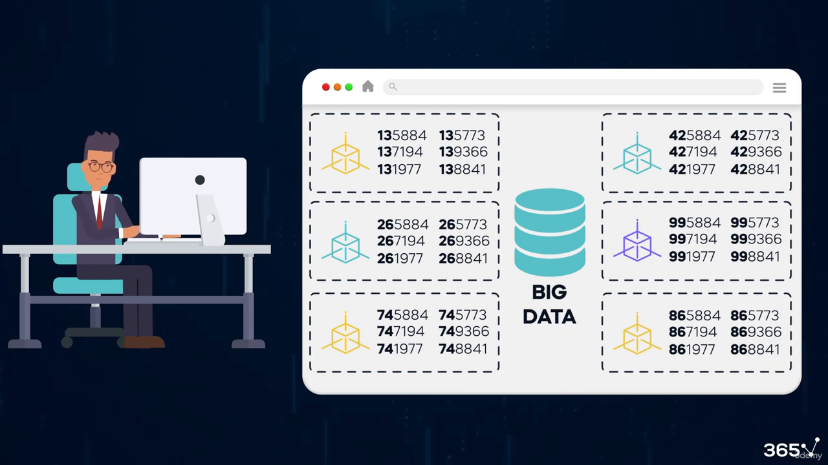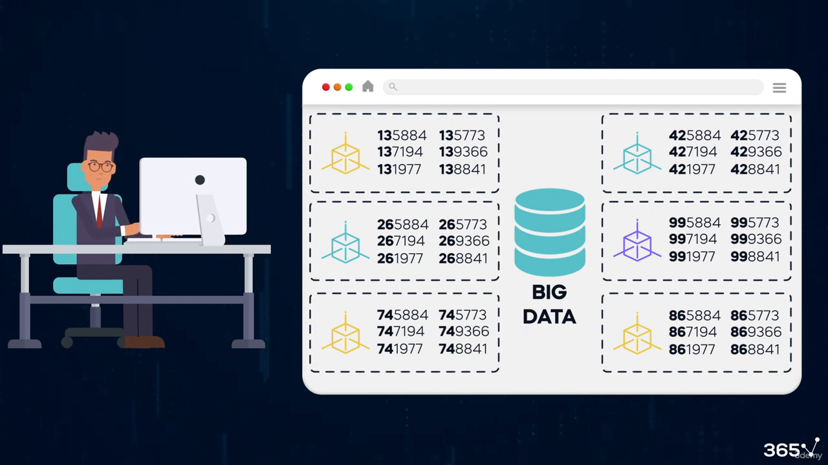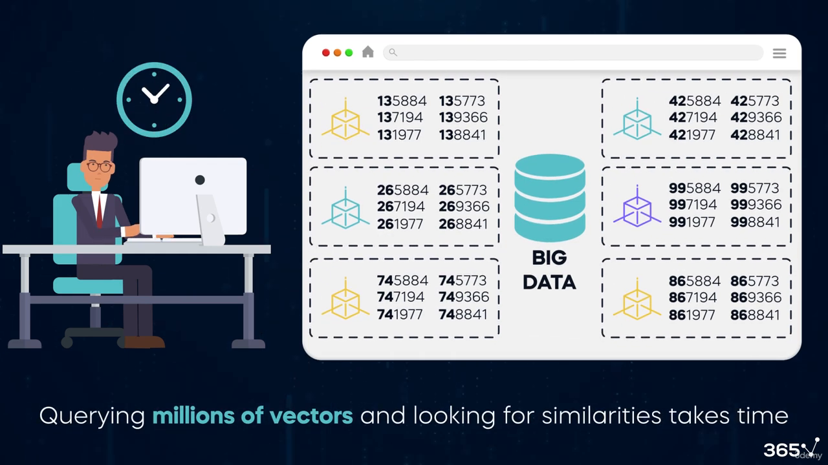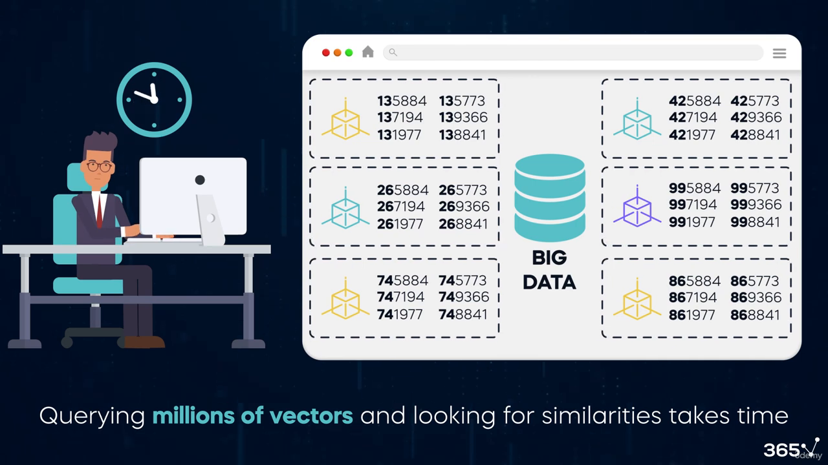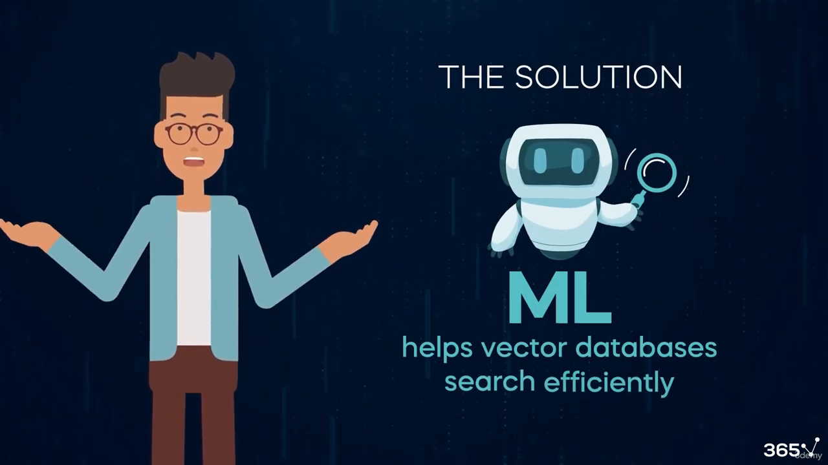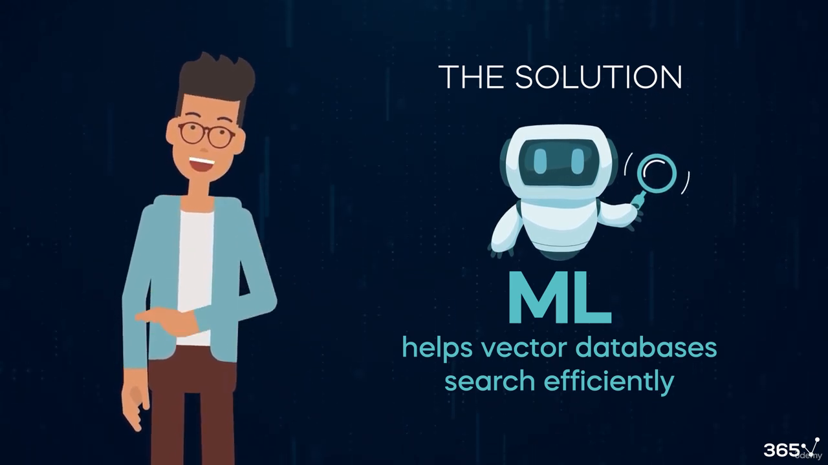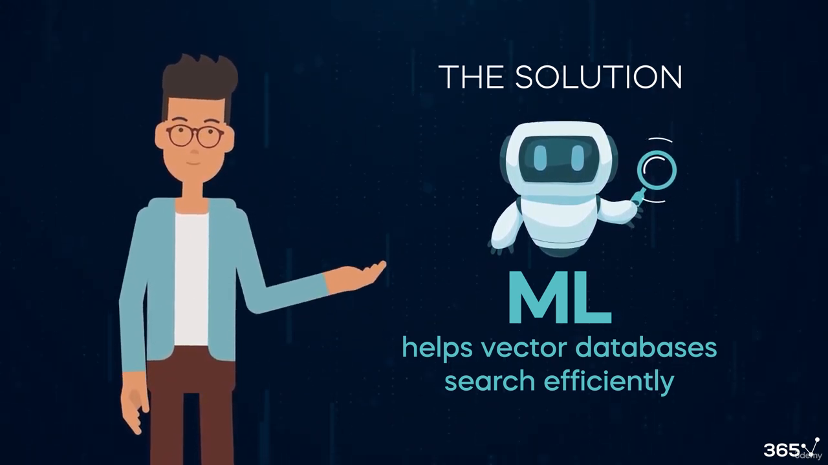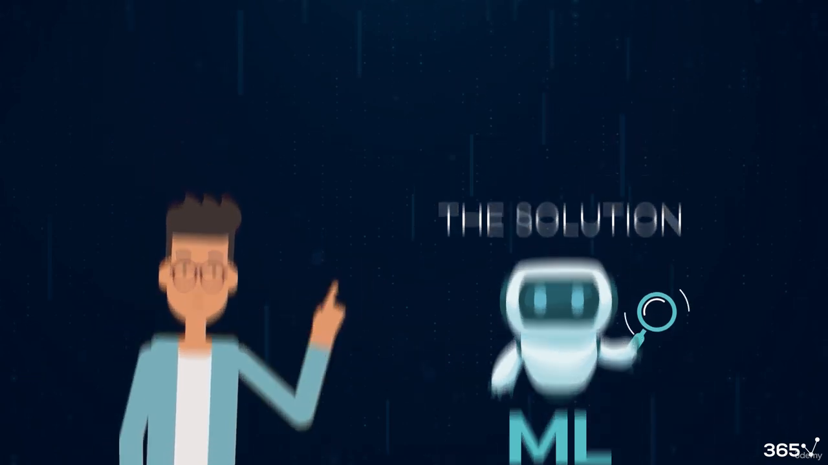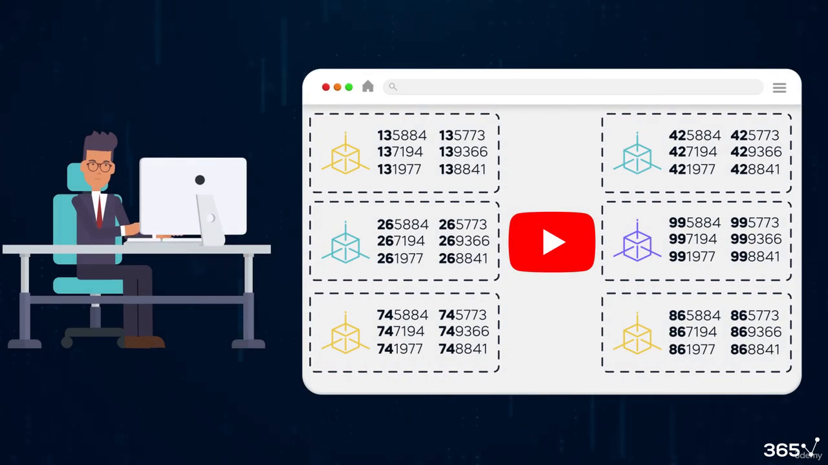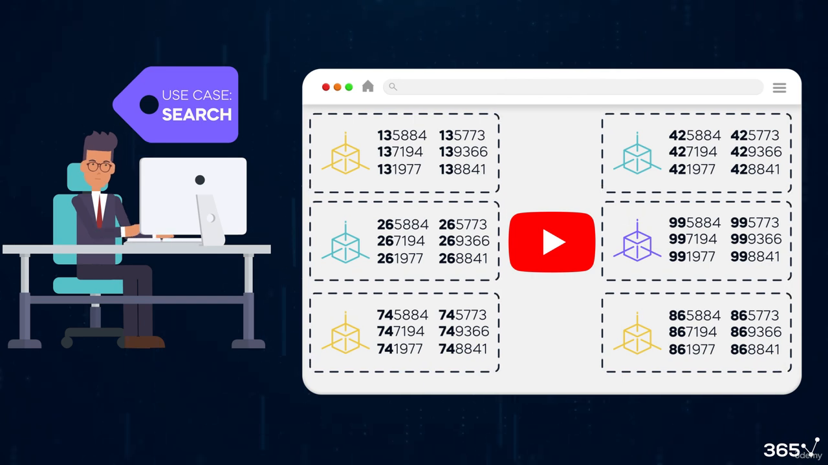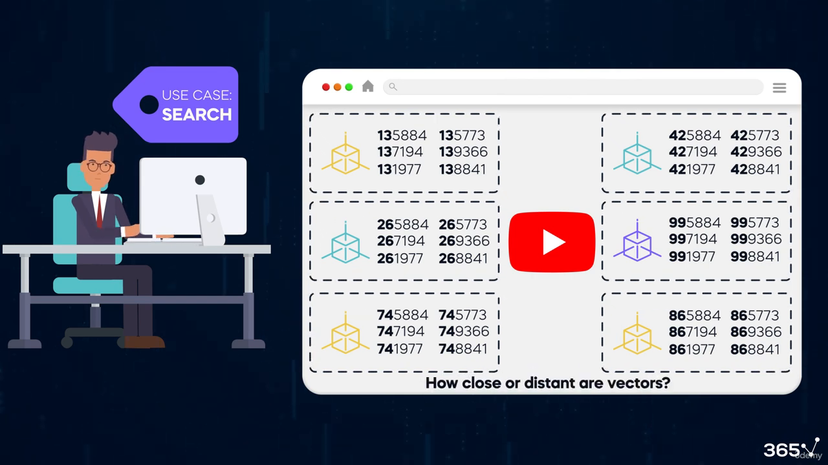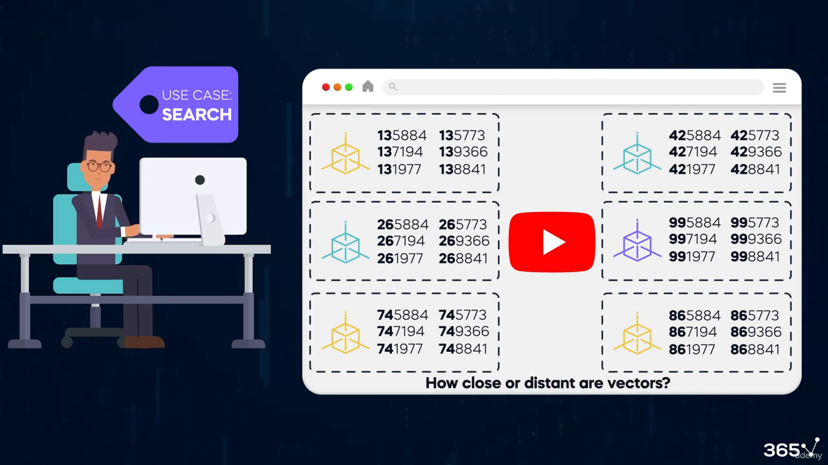In some cases, we can have millions and millions of vector embeddings, which means that querying millions of vectors and looking for similarities would be very slow. To ensure fast retrieval of the data, vector databases rely on indexing and use ML techniques that allow them to search efficiently. The use case of vector databases I described here is about search. We can use vector databases for similarity search and search based on meaning and context of words.